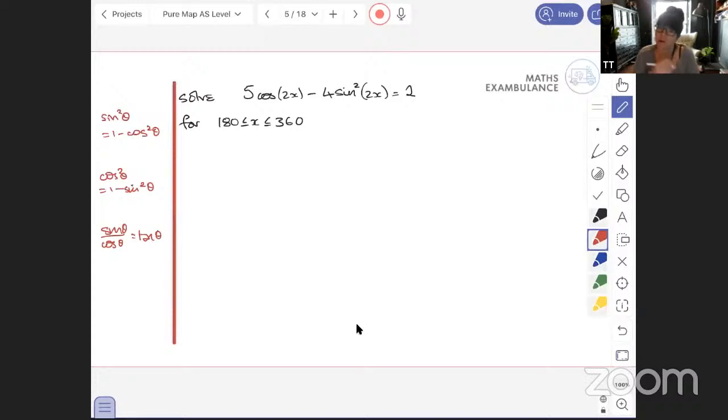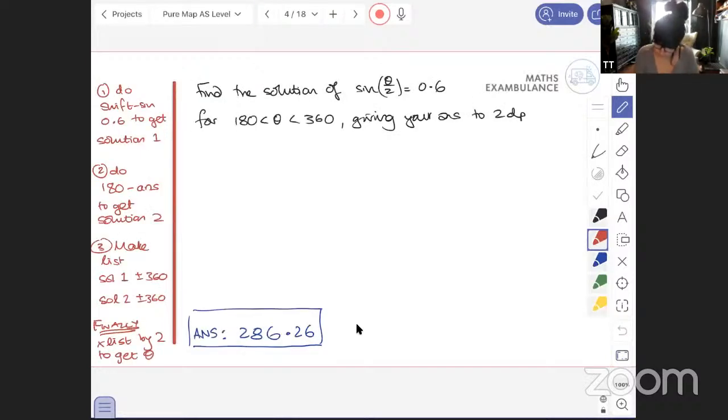So if you were fine on the last one, write this down. 5 cos 2x minus 4 sine squared 2x equals 2. Solution between 180 and 360. I am going to go over this one, okay? Right, step 1, I do shift sine 0.6 equals. And I'm going to use lots of decimal places, not like I did last time, so that I don't prematurely round. That's my solution 1. My solution 2 is 180 minus that.